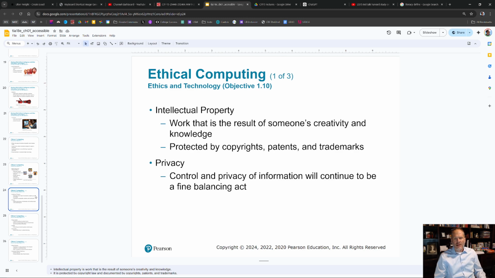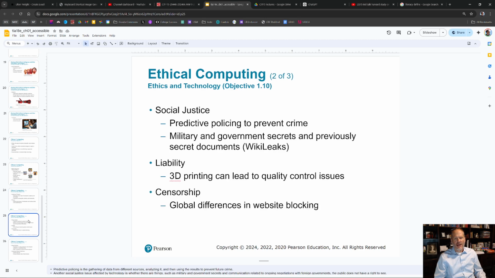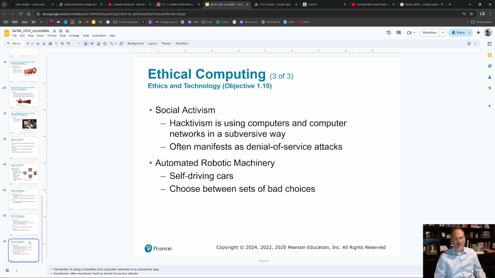All right, we're going to talk about intellectual property and privacy further in the course, but there's a little bit of a preview on that. And then ethical computing, social justice, liability, censorship. You can read those things, and you can also read those things. All right, that's a little bit of welcome to the class.